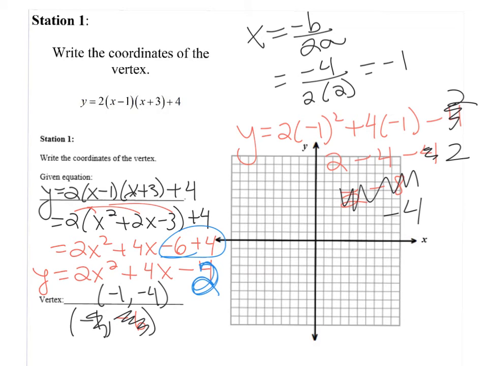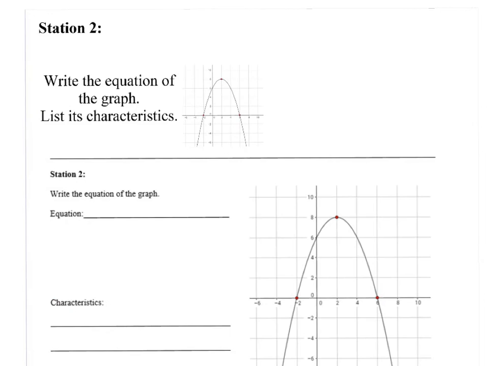All right, let's see what number 2 does. Given this graph, write the equation and list any characteristics. Okay, so we have our x-intercepts. That's going to give us x minus negative 2 and x minus 6 as factors. But notice I don't know what the leading coefficient is, so I held the spot with an a. So let's find out what a is.